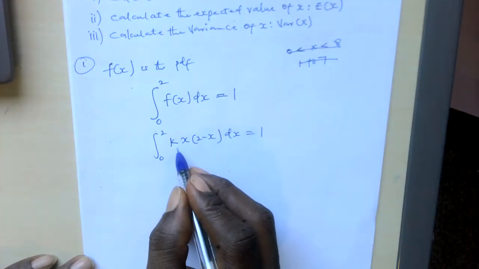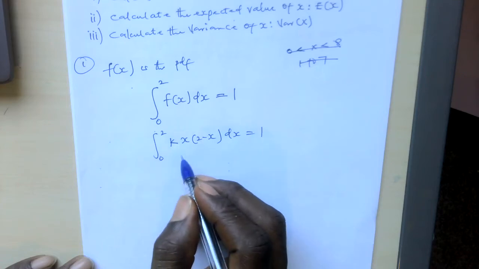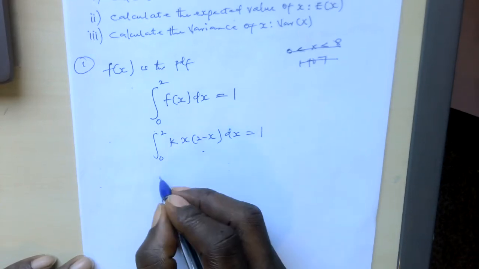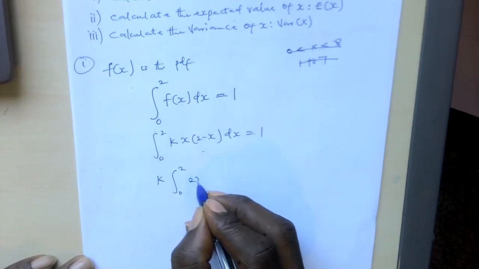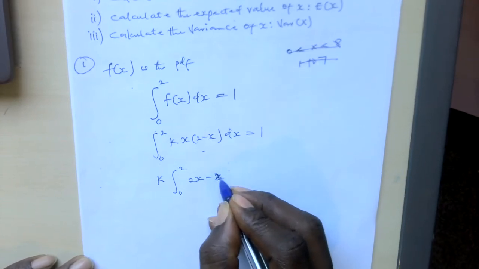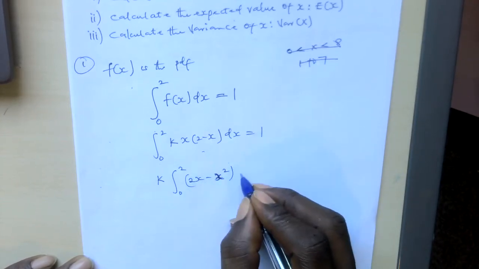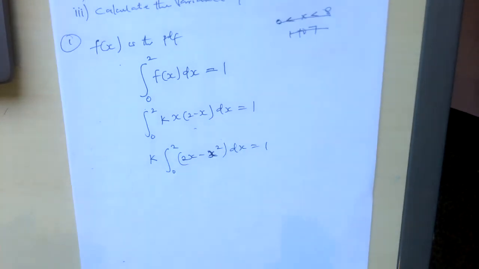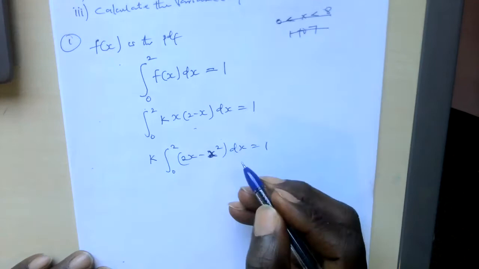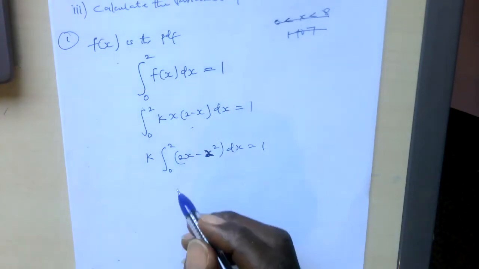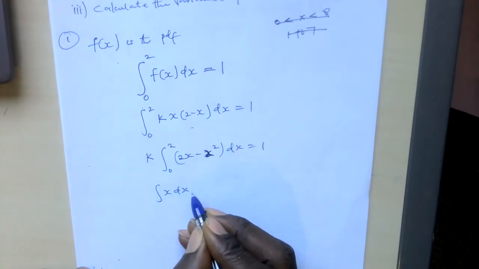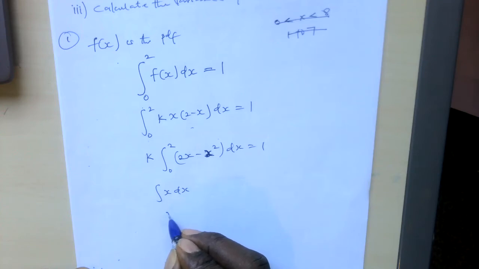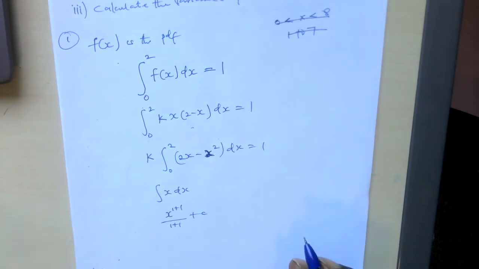So k is the constant. We can integrate and bring k out. So now that's k times the integral from 0 to 2 of x times this: you have 2x minus x squared, dx equals 1. If you integrate x with respect to x, you have x to the power 1 plus 1, all over 1 plus 1, plus c, right?